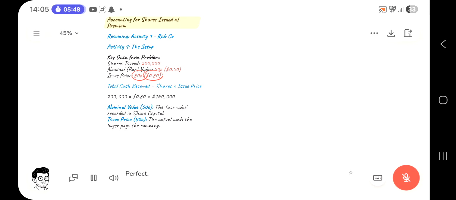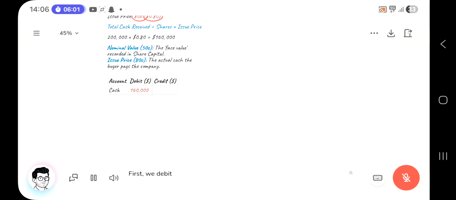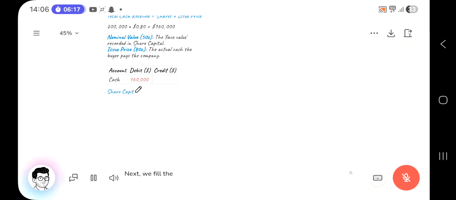Perfect. Now that we know we've got $160,000 in cash, we have to record the journal entry. This is where we split that money into two different buckets. First, we debit cash for the full $160,000. We debit it because cash is an asset. And when assets increase, we debit them. Simple as that.